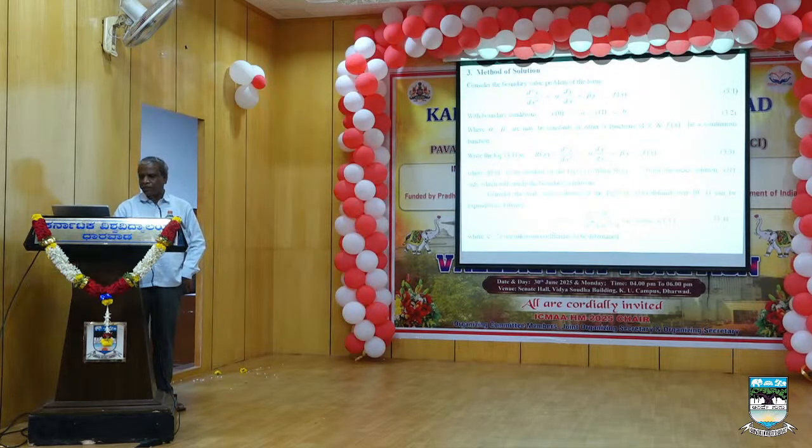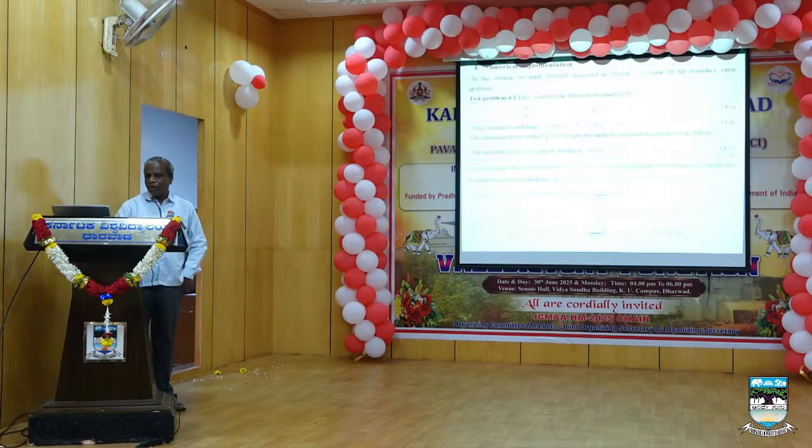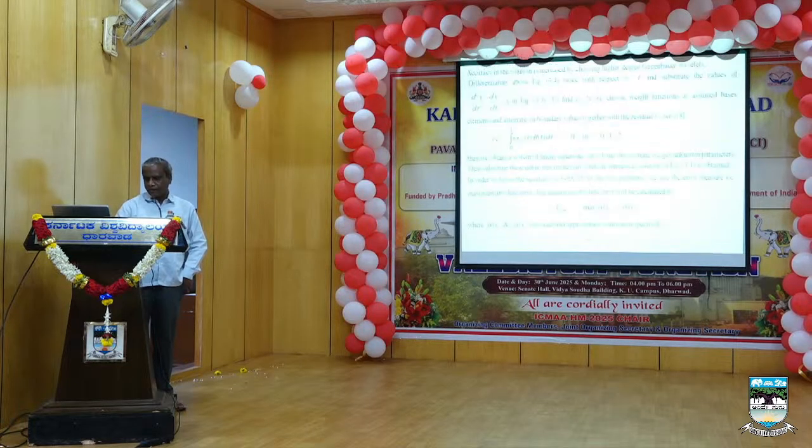Consider the trial solution for equation 3.1, which is given in 3.4, where the c and m's are the unknown coefficients to be determined. Now the error is obtained using E max is equal to the maximum of |y_e(x) minus y_a(x)|. Here y_e and y_a are the exact and approximate solutions respectively.